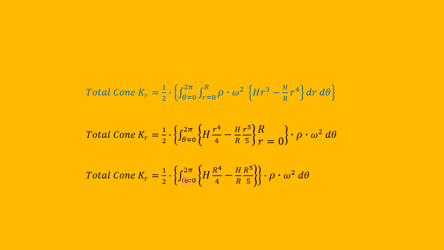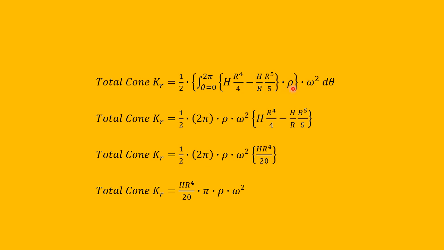We have an integral here with respect to theta, d theta. Well, let me just say that again. We have 1/2, and then we have this integral, theta equals 0 to 2 pi of this stuff times rho times omega square times d theta. This is just a single one variable type integral, the type that you would see in Calculus 1.